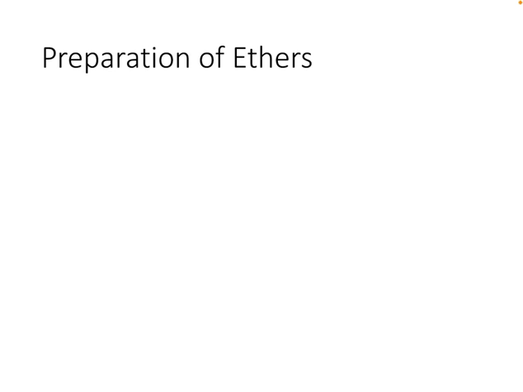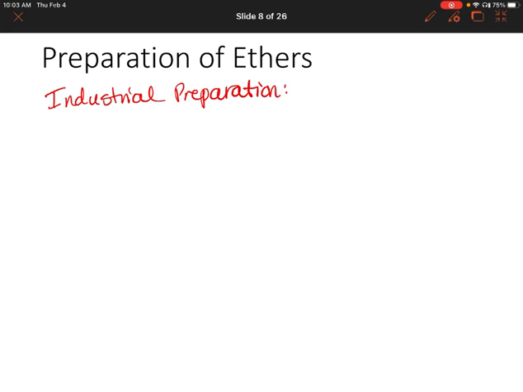Hello, in this video we're going to go over how to prepare ethers and also the types of reactions they can perform. So let's start with how to prepare an ether using an industrial method. So in this method we would first take a primary alcohol and we're going to perform substitution on this alcohol.